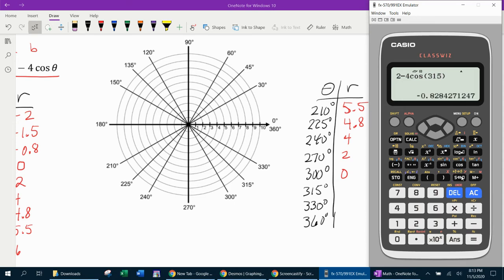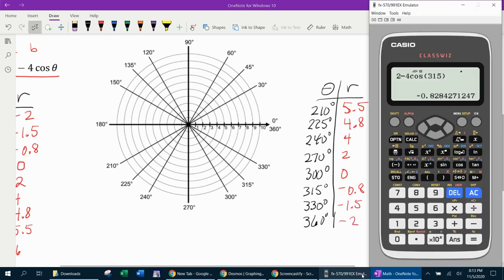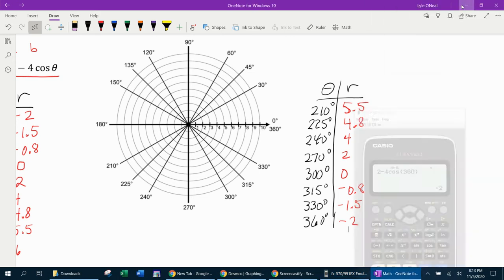Oh, there you go. Symmetry. We got symmetry. Negative 0.8. I bet negative 1.5. And then negative 2 is what I predict. Let's make darn sure. 330. SD. There's the negative 1.5. And 360. Whoops. Negative 2. Okay, so there is all the manual labor done.